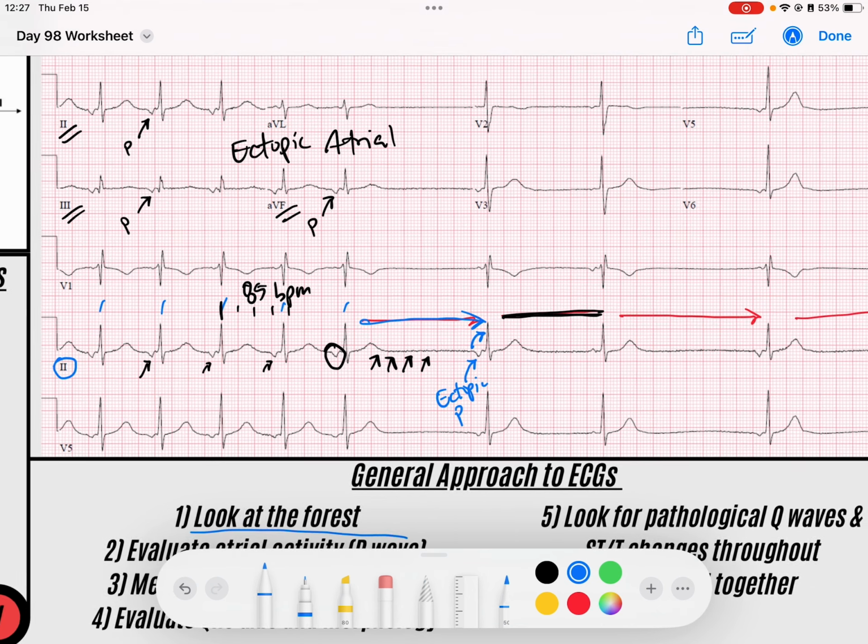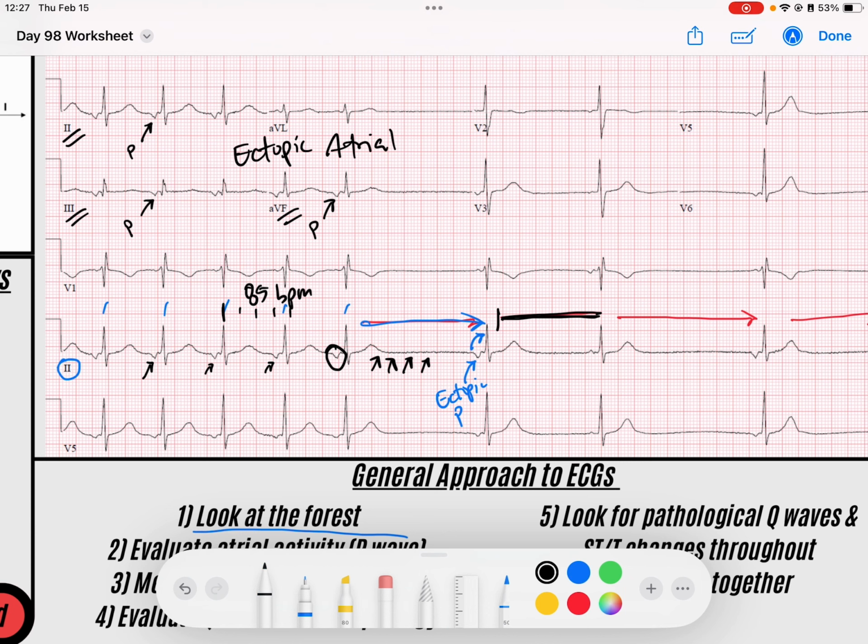And then this shorter pause that occurs here. You can see we have a different morphology of our P wave, and that P wave is upright in lead 2. It's got that almost biphasic pattern in V1. So I wonder if this could be a sinus P wave that conducts to the next QRS. And then when we look again, we see no P waves, no P waves, no P waves until we get another ectopic P wave.